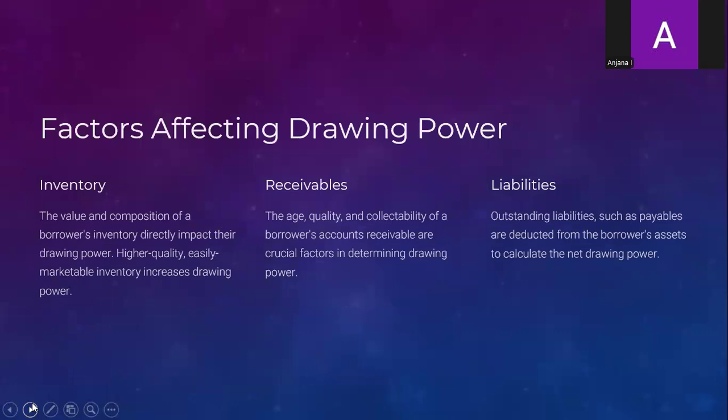What are the factors affecting the drawing power? Drawing power is computed based on 3 factors. One is inventory, second is receivables, and third is your outstanding liabilities, which are nothing but your creditors. Now, the value and composition of the borrower's inventory directly impacts the drawing power. Higher quality, easily marketable inventory increases the drawing power.